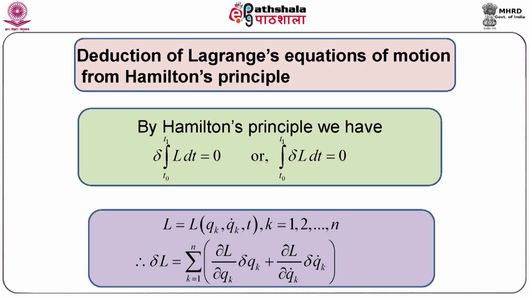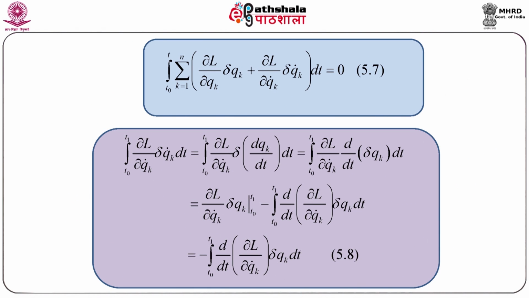Therefore, delta L equals summation k equal to 1 to n of del L del qk delta qk plus del L del qk dot delta qk dot. By Hamilton's principle, we have integration t0 to t1 of summation k equal to 1 to n of del L del qk delta qk plus del L del qk dot delta qk dot dt equal to 0.